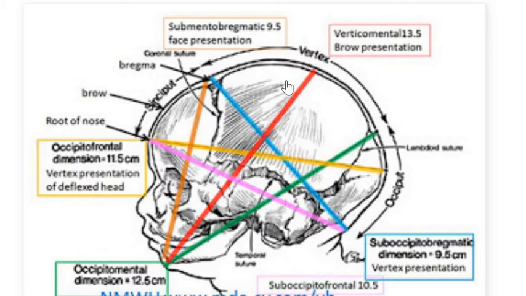This is the fetal head. It is important for you to recognize all the diameters. This is the occipitofrontal diameter, starting from the root of the nose and going to the occiput. So this is 11.5 centimeter, and this is vertex presentation of a deflexed head. Normally the head should be flexed, but this is deflexed, going like occipitoposterior, so this is going to be 11.5 centimeter. Then look at this one, the submentobregmatic diameter.